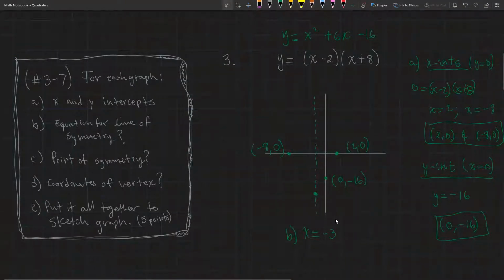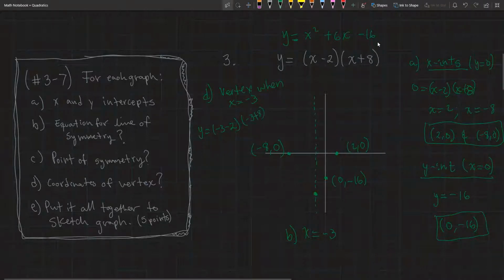I'm going to do some side work. Let's call that letter D right here. And I'm going to say vertex happens, when does that occur? When x equals -3. So we're going to take this equation. I like to use the original equation that was given to figure out what the y value is going to be when that x is replaced with a -3. So I'm going to write it as y equals (-3 minus 2), remember that we're replacing this x now with -3, and then multiply that by (-3 plus 8).